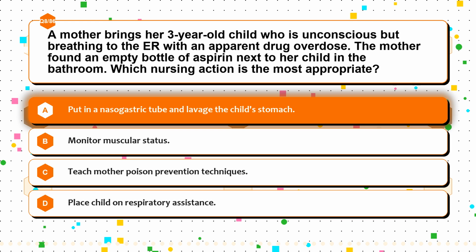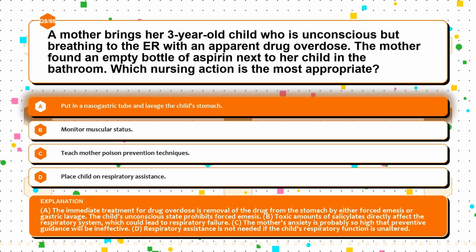The correct answer is option A. Put in a nasogastric tube and lavage the child's stomach. The immediate treatment for drug overdose is removal of the drug from the stomach by either forced emesis or gastric lavage. The child's unconscious state prohibits forced emesis. B. Toxic amounts of salicylates directly affect the respiratory system, which could lead to respiratory failure. C. The mother's anxiety is probably so high that preventive guidance will be ineffective. D. Respiratory assistance is not needed if the child's respiratory function is unaltered.